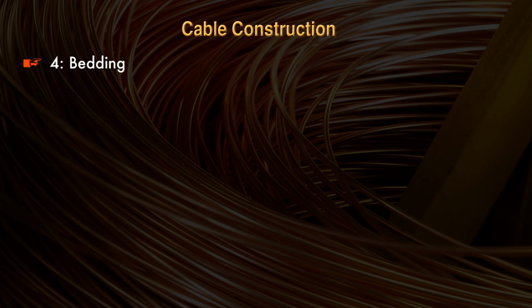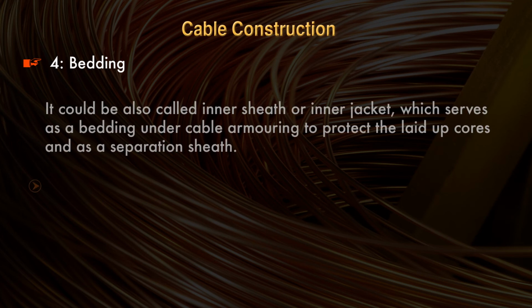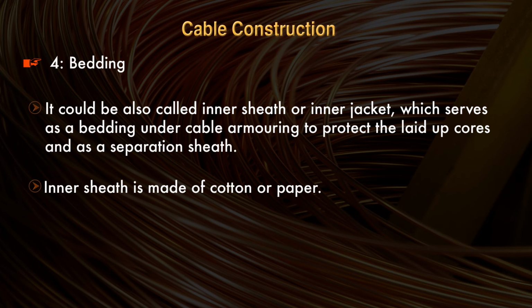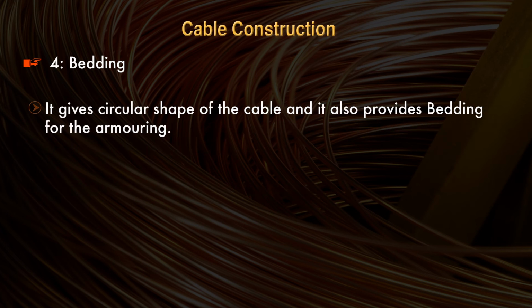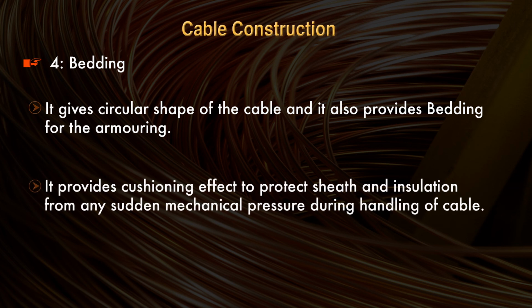Now we are going to discuss the bedding. It could also be called inner sheath or inner jacket, which serves as a bedding under the cable armoring to protect the laid up cores, and as a separation sheath. Inner sheath is made of cotton or paper. It gives a circular shape to the cable and it also provides bedding for armoring. Bedding provides a cushioning effect to protect the sheath and insulation from any sudden mechanical pressure during handling of the cable.